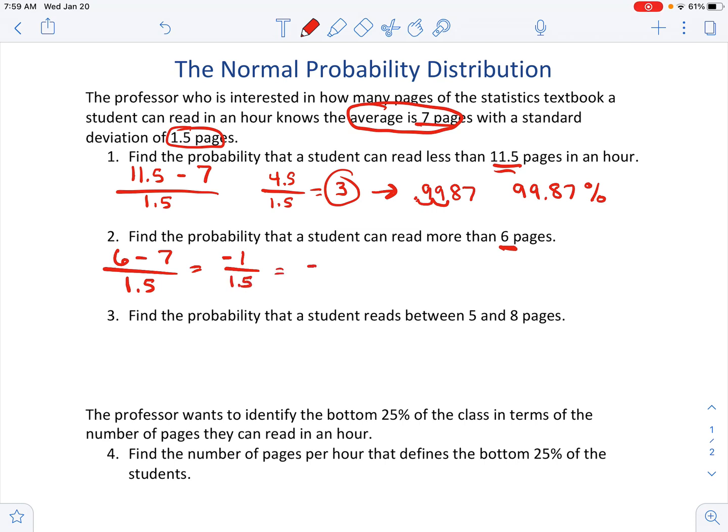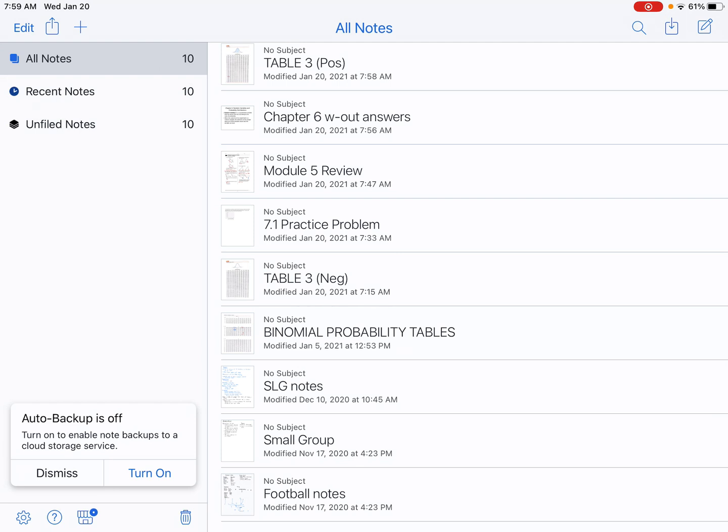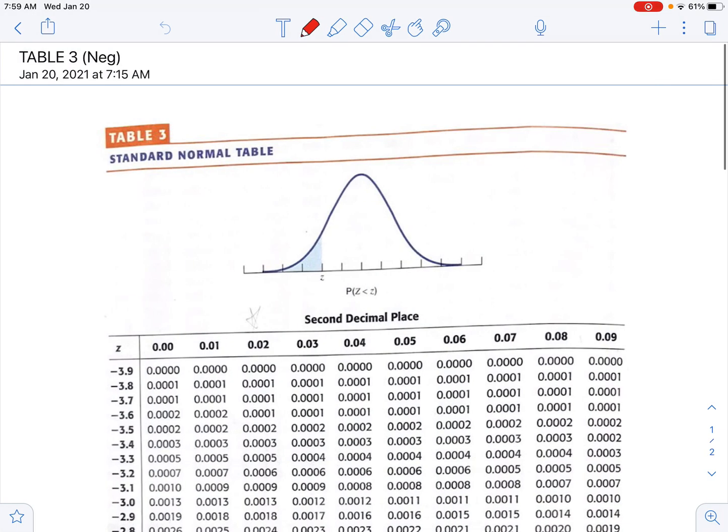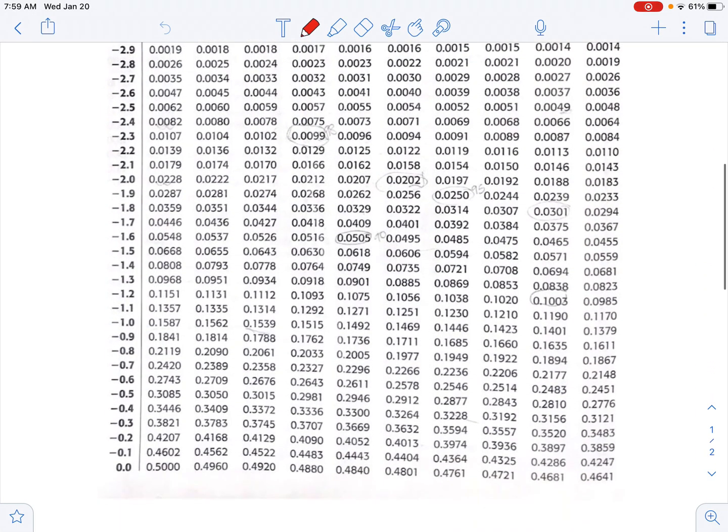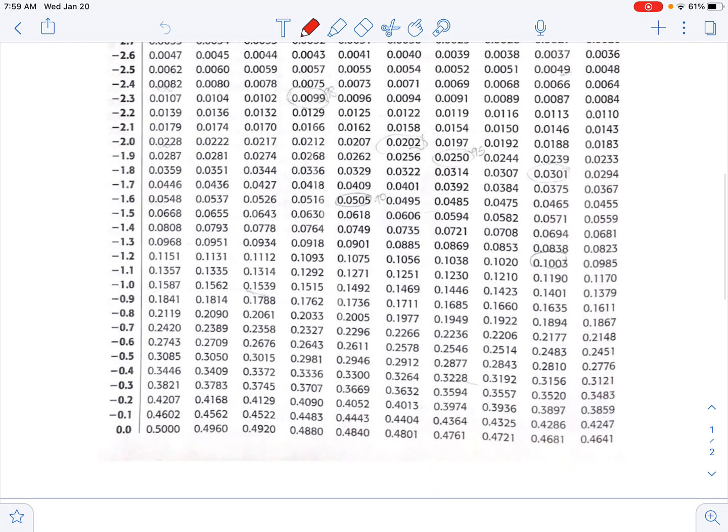And so if I do that, that's going to be negative 0.66, and it's going to be 7 repeating. We're going to just round this to the tenth place. So it's negative 0.67. So it's a negative value. So now we've got to go look up that value on our curve. We want the negative values. So we want negative 0.67. So we go negative 0.6. Okay, so right here, we're at negative 0.6.